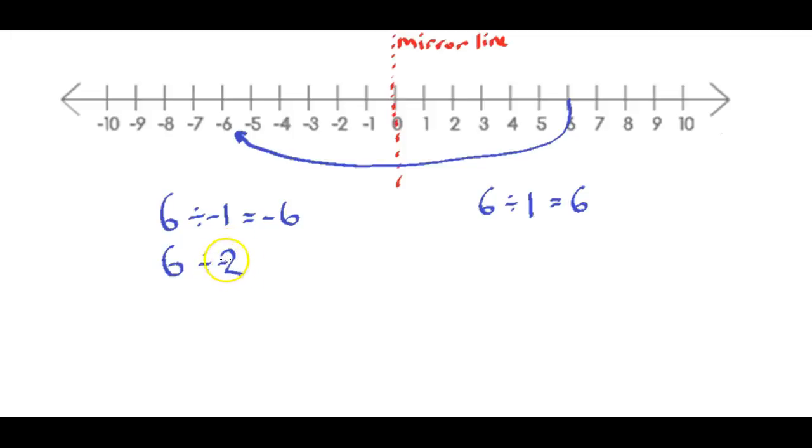Now, if I make my divisor bigger, the same idea is going to apply. So if I divide by a negative 2, how many 2's go into 6? Well, my 6 now becomes 3, but I've divided by a negative, so it flips to its mirror image on the other side and gives us an answer of negative 3.